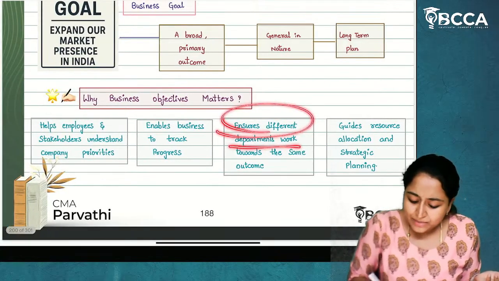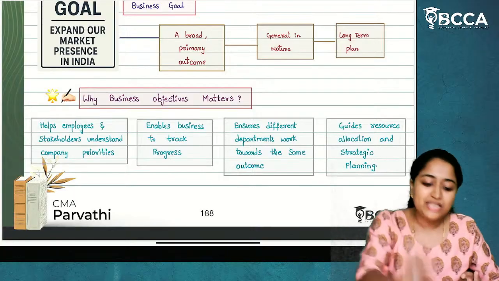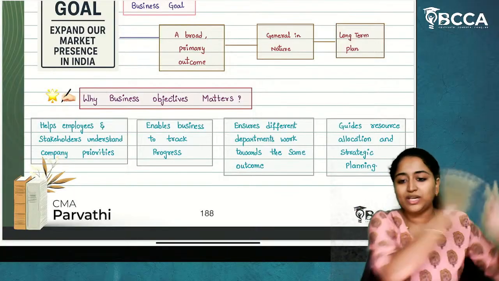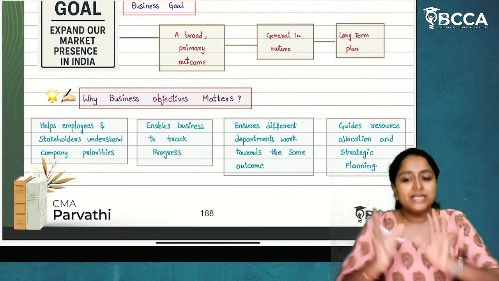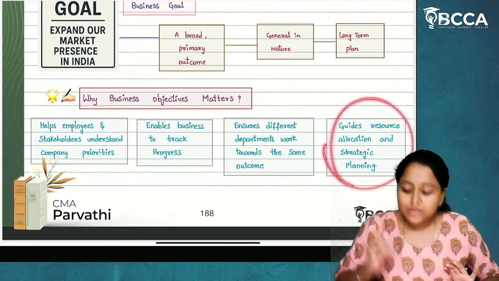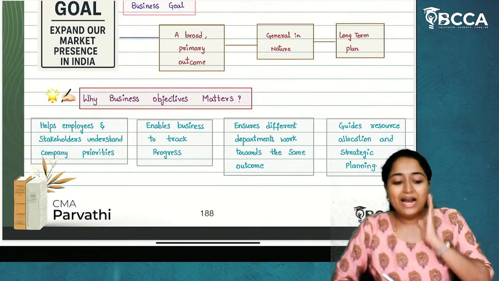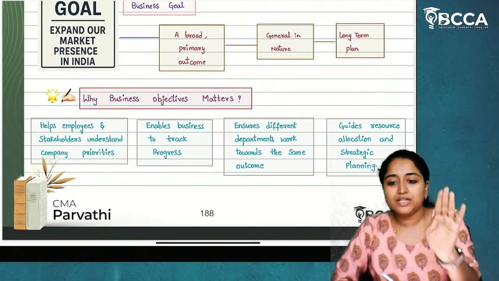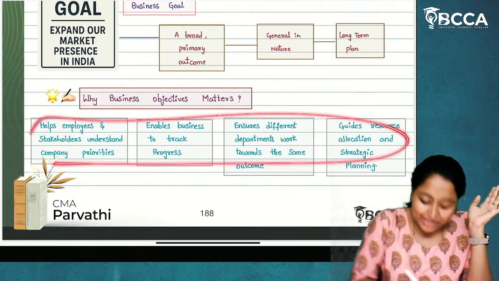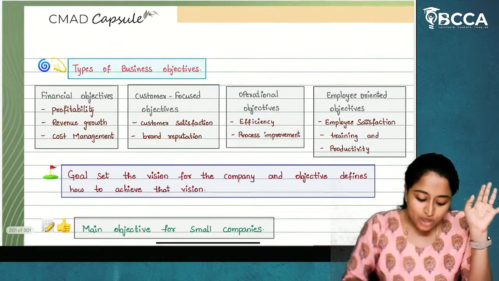It ensures different departments work towards the same outcome. Everyone is working for the same objective, rather than one working in one way and another working in another way. It also guides resource allocation and strategic planning. We will have strategic planning, and for that planning, I have a clear-cut idea about how my resources have to be utilized. So this is why business objectives matter. So this is regarding the objectives.